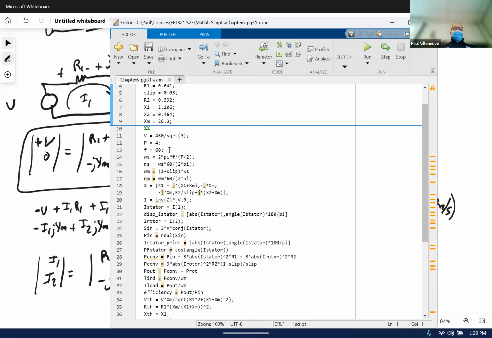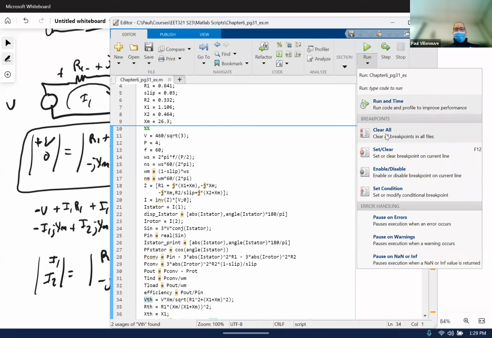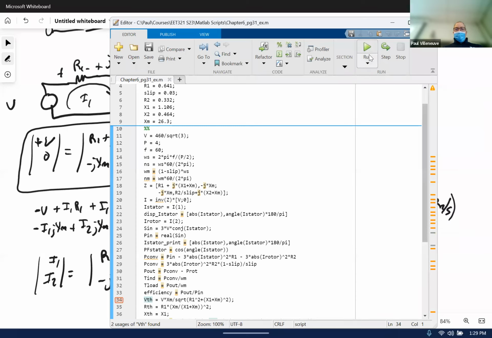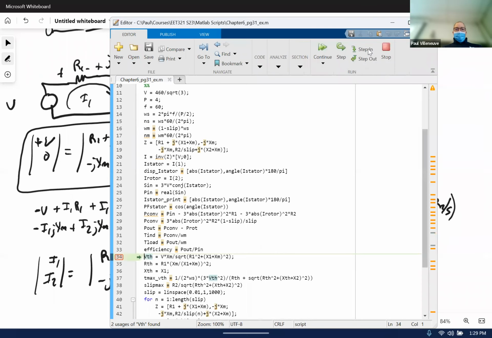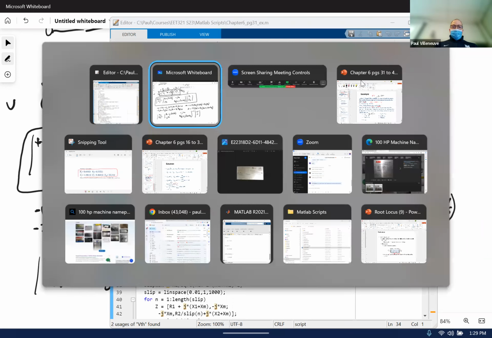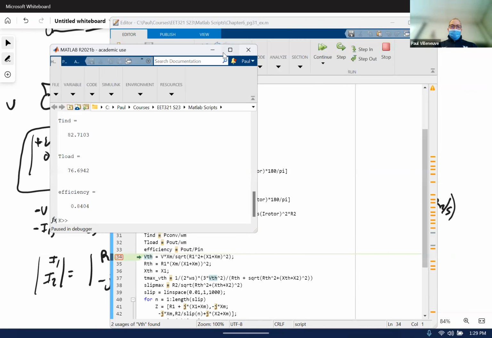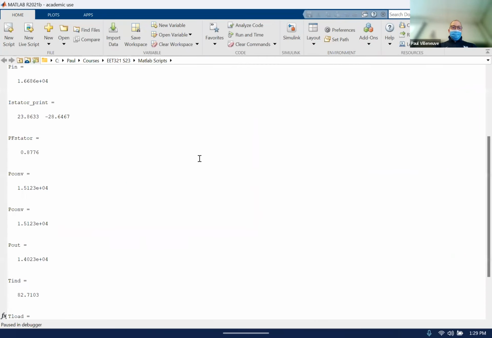So all this is just a copy job. This is what I enter. I guess technically I would enter up to here, but everything else is just calculations. So if I run it to here, I set my breakpoint, and I run it. Now I go back to MATLAB, and there's my data.